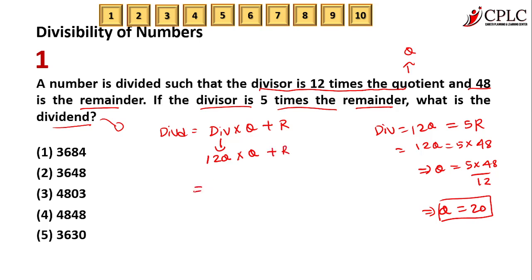So let's substitute all the values we got, quotient as 20. So 12 into 20 into 20 plus remainder, that is 48. So this becomes 20 square, which is 400. 400 into 12. 12 fours are 48. So 4800 plus 48. Obviously that gives us the answer as 4848, which is answer option 4.